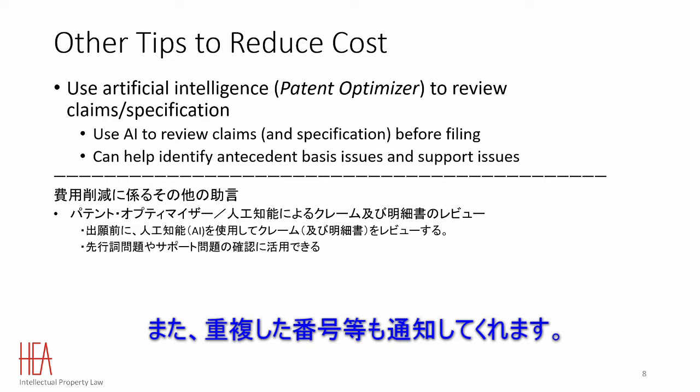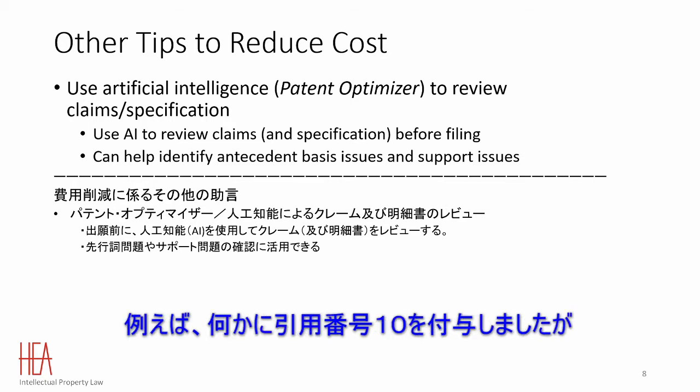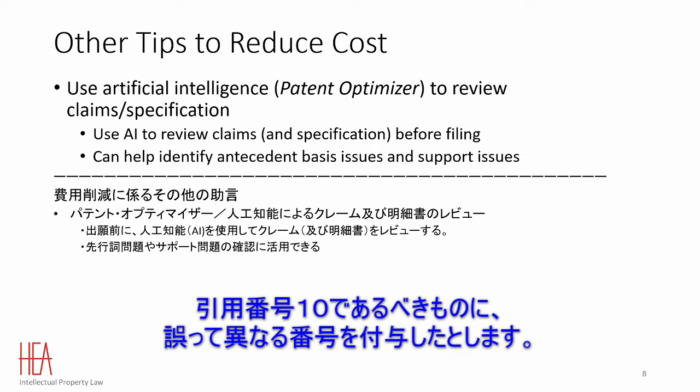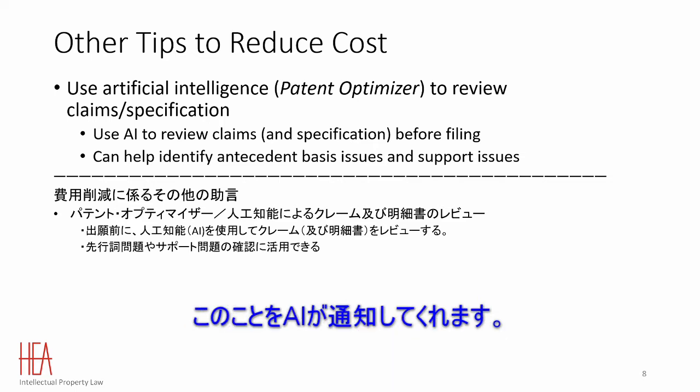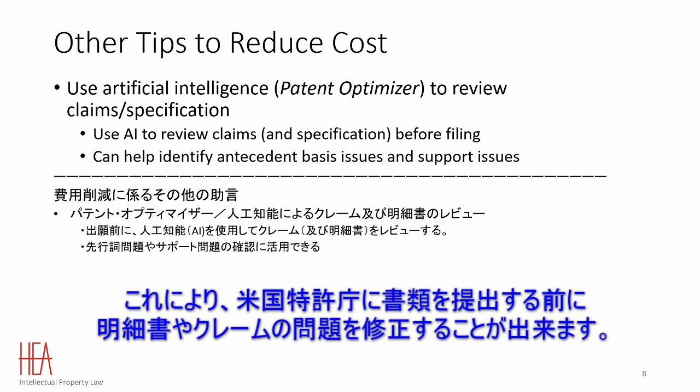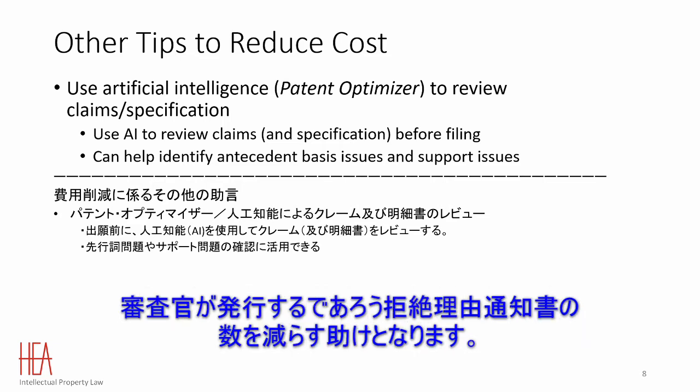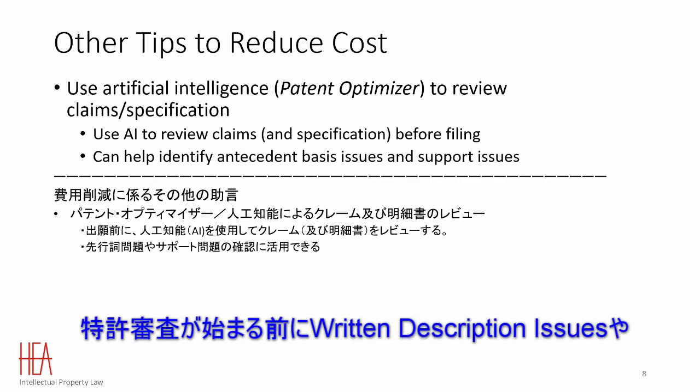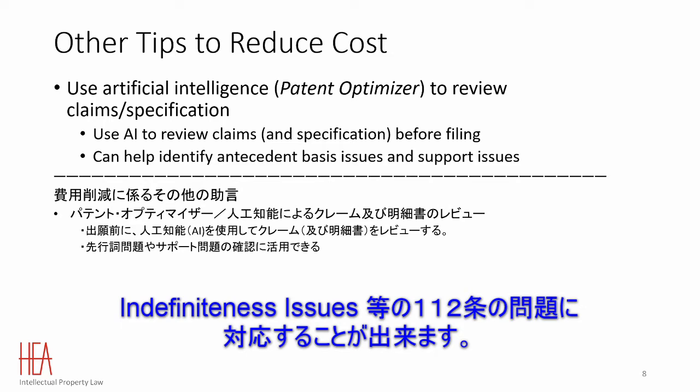It will also alert us to any duplicative numberings. So if we label something reference character 10 and then we accidentally label something else as reference character 10, it's going to alert us to that. And it's going to allow us to fix the specification and fix any claim issue before filing to the PTO. This can help us because it's going to reduce the number of rejections that the examiner will issue. We're going to address those 112 written description issues and indefiniteness issues before we begin prosecution.